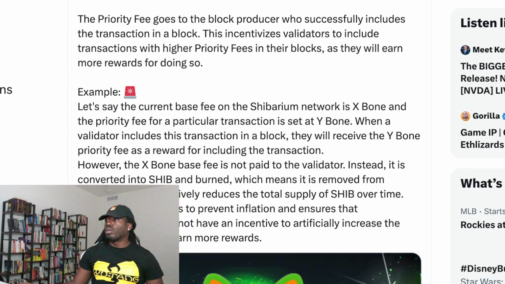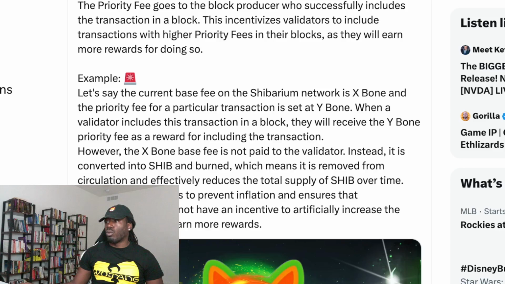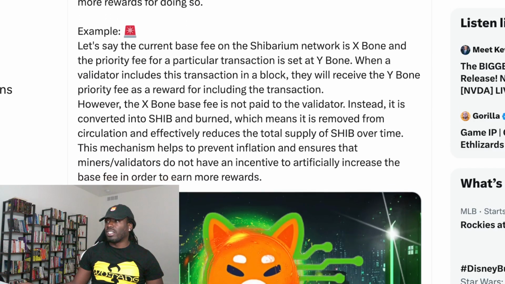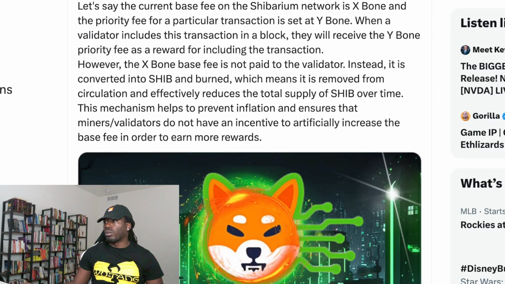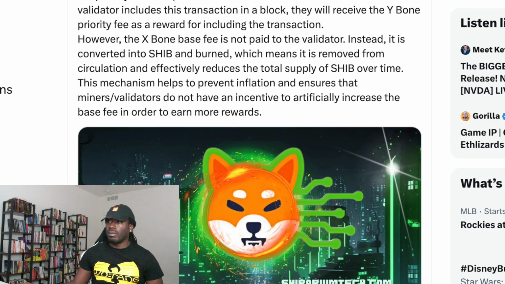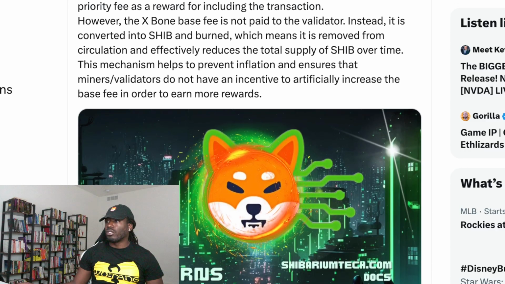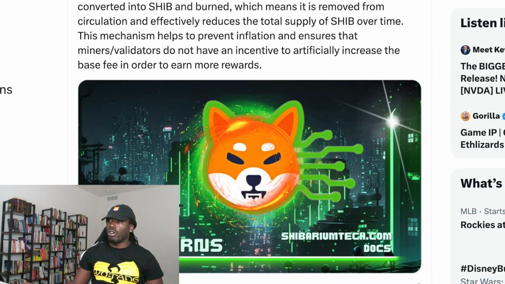When a validator includes this transaction in a block, they will receive the Y BONE priority fee as a reward for including the transaction. However, the X BONE base fee is not paid to the validator. Instead, it is converted into SHIB and burned, which means it is removed from circulation and effectively reduces the total supply of SHIB over time. This mechanism helps to prevent inflation and ensures that miners/validators do not have an incentive to artificially increase the base fee in order to earn more rewards.